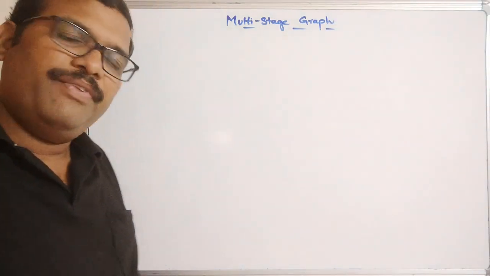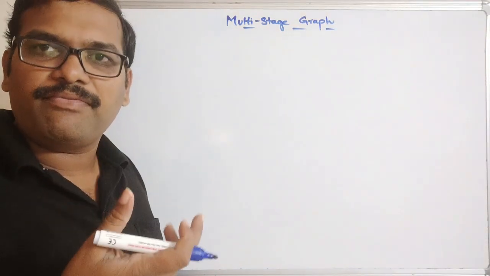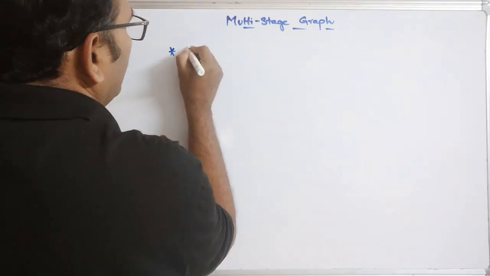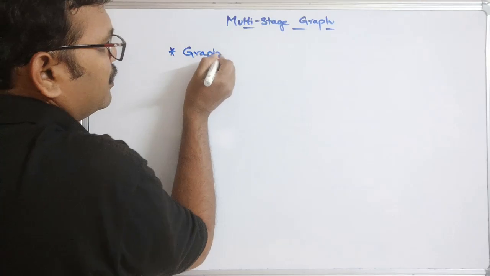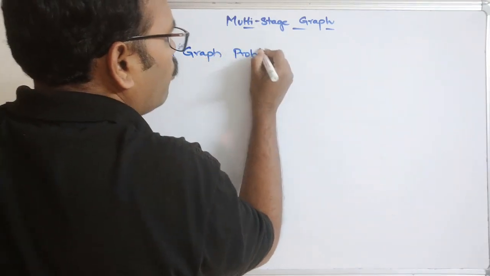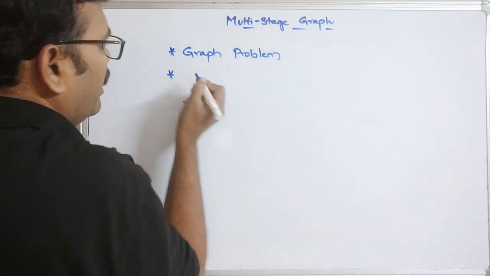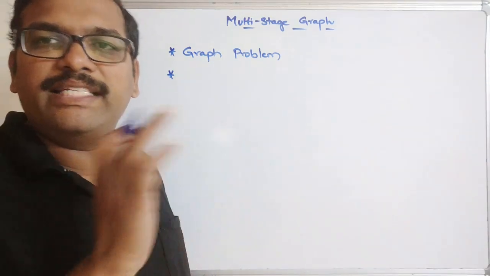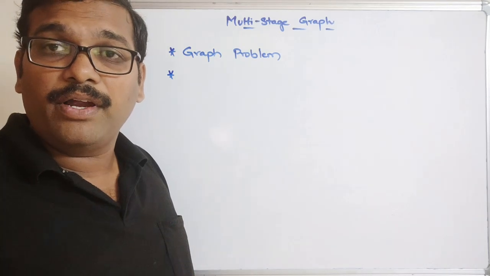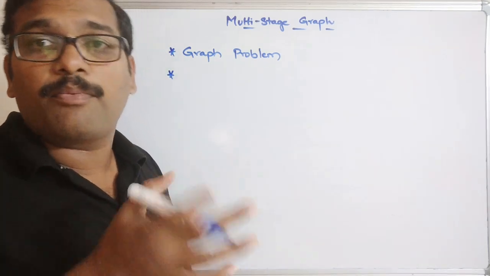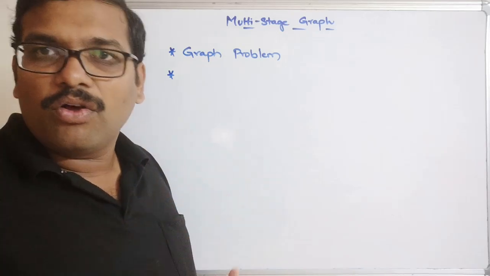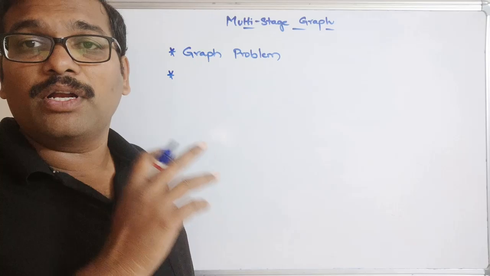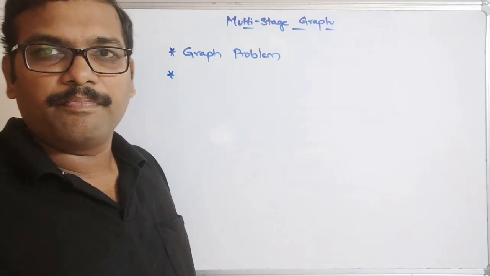So here the name itself indicates the multi-stage graph, means here this is a graph problem. And what is this problem? Here we need to find the shortest path from source to destination. So already we have solved a similar problem by using a different methodology, by using the greedy methods. But here we are supposed to solve this one by using dynamic programming, right?